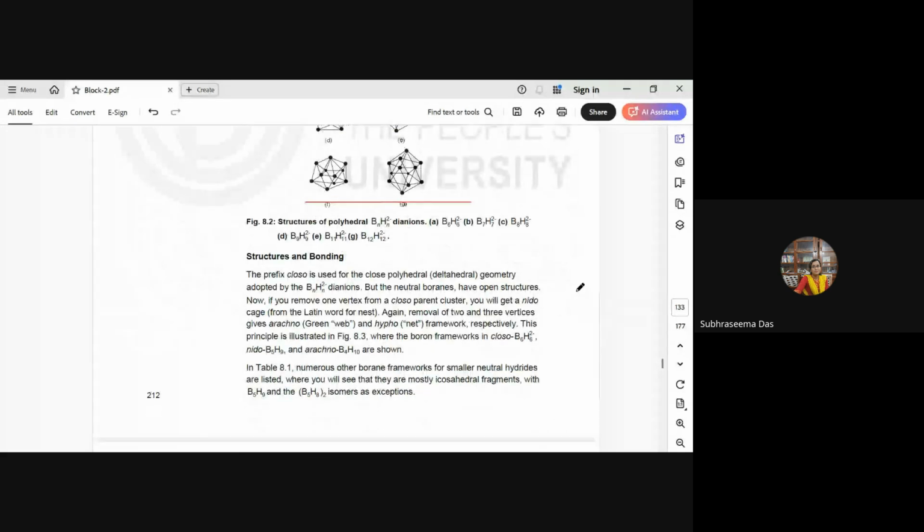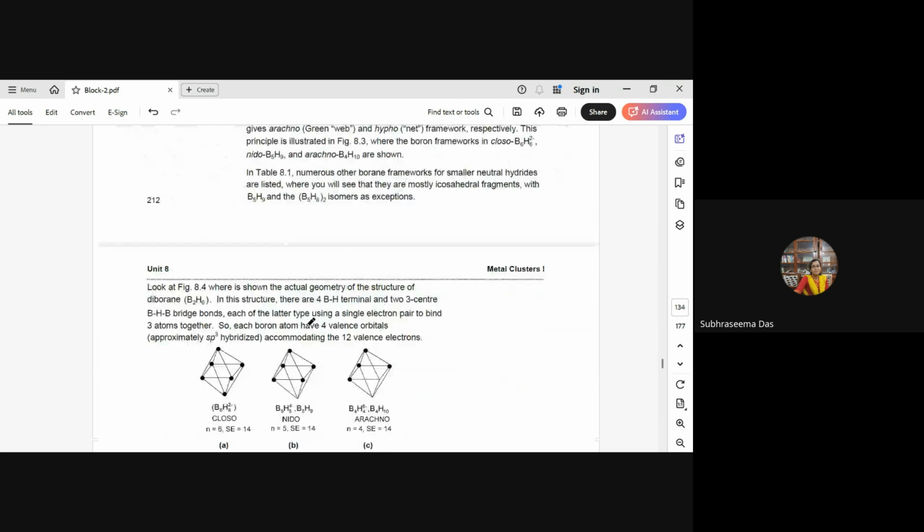Then coming to structures and bonding in boranes. We know boranes are classified into three types: nido, arachno, and closo. Closo indicates a closed polyhedral geometry of the type BnHn 2 minus, but the neutral boranes have open structures. If we remove one vertex from a closo structure, we get a nido structure. Removing two vertices gives an arachno, and removing three vertices gives a hypho. This is shown in figure 8.3.